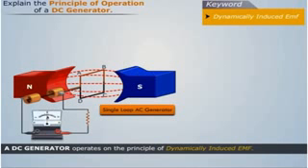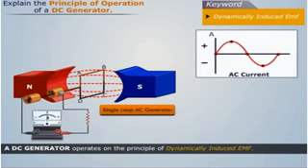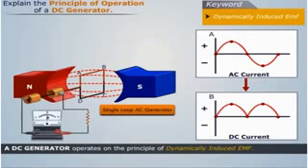We also see that after every half rotation, the sides AB and CD of the loop swap their positions. Thus, the direction of current flowing through them gets reversed. Such a current undergoing periodic directional reversal is known as alternating current. To change this bidirectional alternating current into unidirectional DC current, split rings are used.